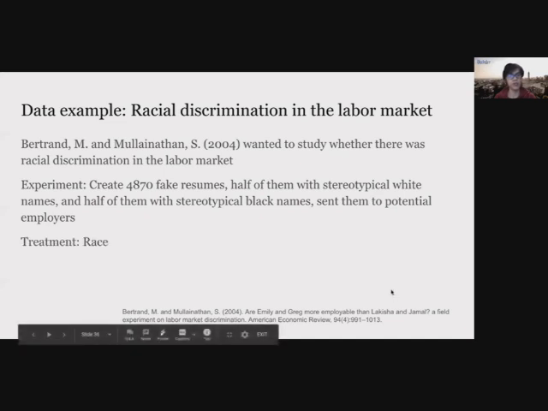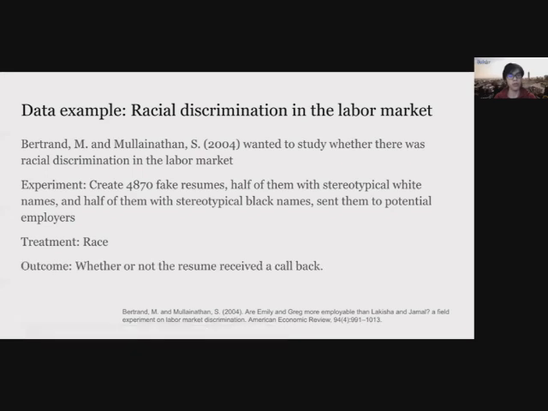So what's the treatment? What's the outcome? The treatment was race, and the outcome was whether or not the resume received a callback. If the resume received a callback, that is deemed a success, and if not, that's a failure. This is pretty ingenious. Typically, it's not quite clear how we can use race as a treatment, but they were able to do so in this context.